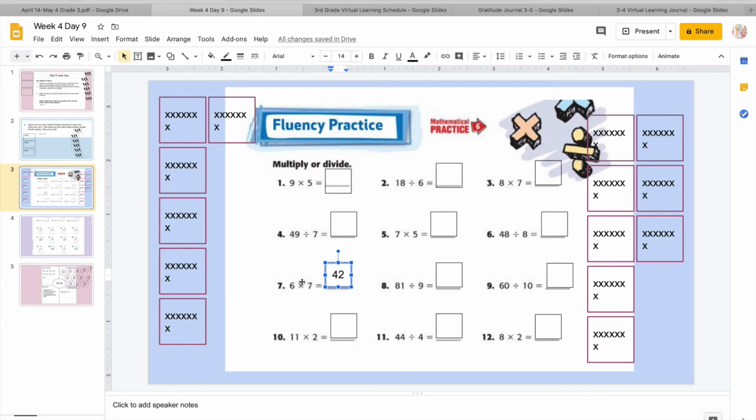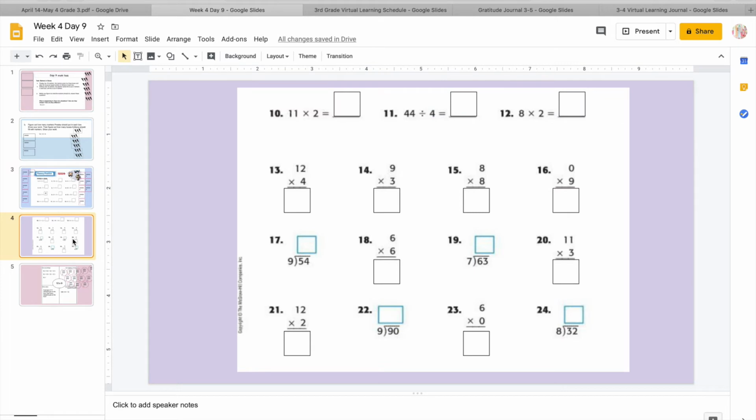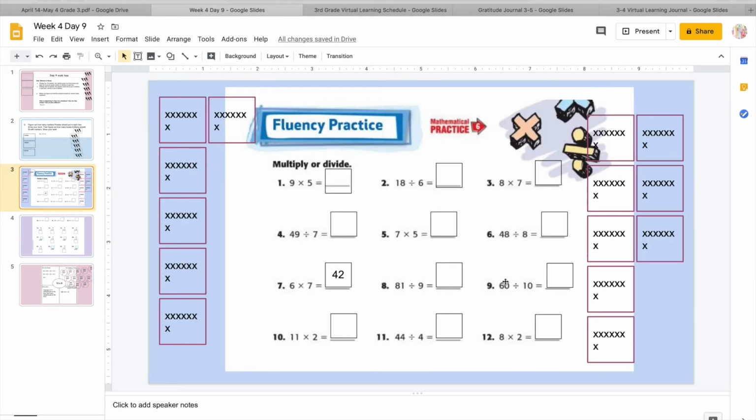Now the other thing you could look is you can look and see, do I have any division equations with 42 and 6 and 7? Because remember, these are fact families, so they will fit together. So we can also look over here. Do I see any 42s? Nope.